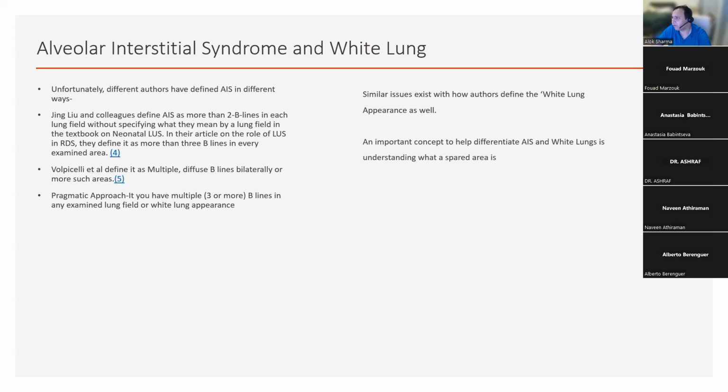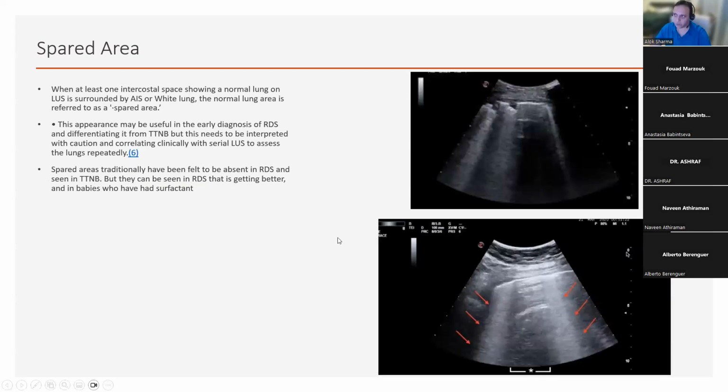But very important, again, the concept of a spared area. So what is a spared area? As I told you, in babies with delayed transition or transient tachypnea of the newborn, you will have areas of aeration, so A profile alongside areas of B profile, which can vary. It might be compact B lines, as you can see over here. Again, this is a compact B line that you can see over here. This is well aerated, kind of A profile. If the pleura is sliding, these spared areas basically reflect areas of the lung that are getting aerated.